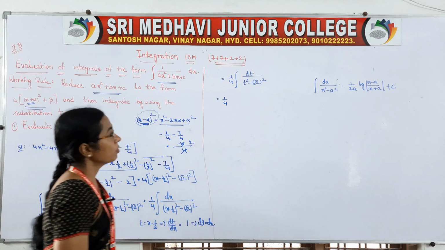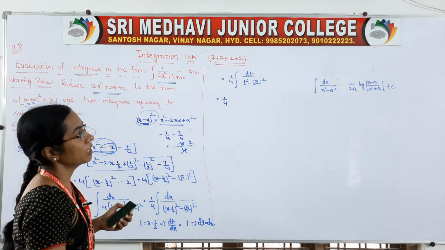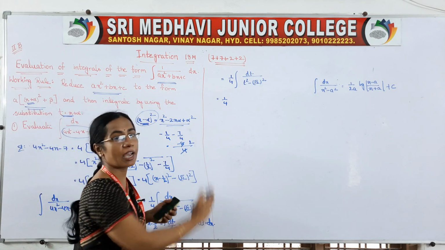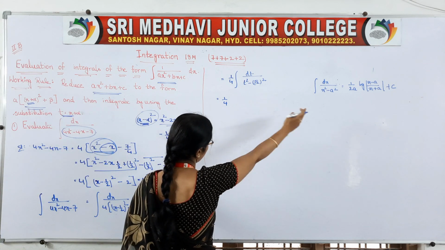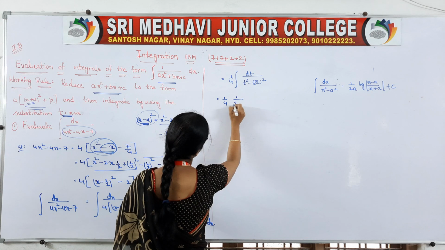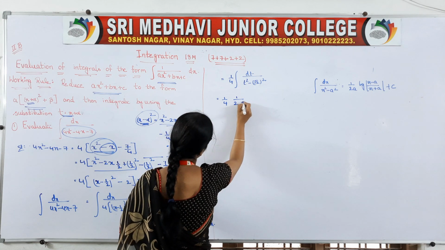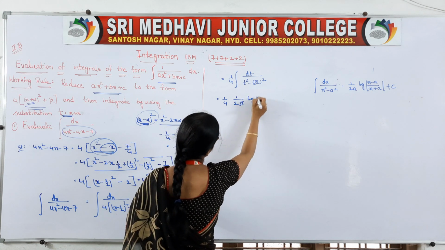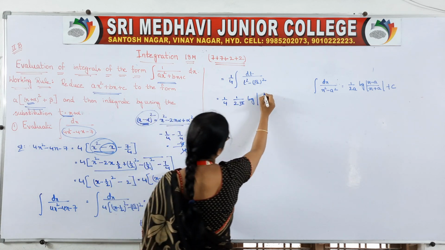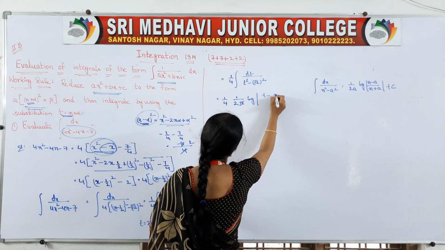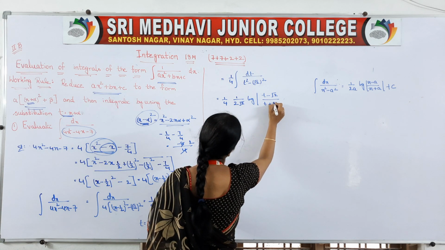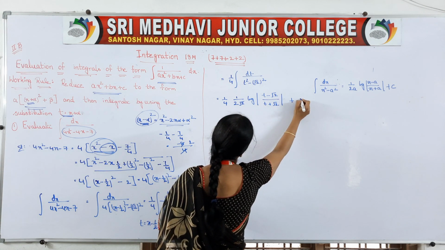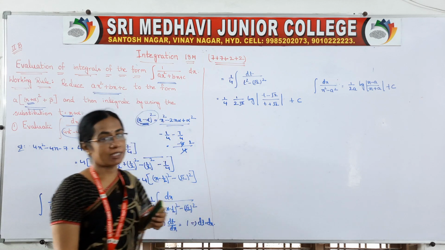So here also we can write 1 by 4. Same, no? Instead of x we are having t, instead of a we are having root 2. So 1 by 4 outside. Now 1 by 2a, in place of a we are having root 2, log of, in place of x we are having t, right? t minus root 2 by t plus root 2. After the completion of integration we have to write plus c.